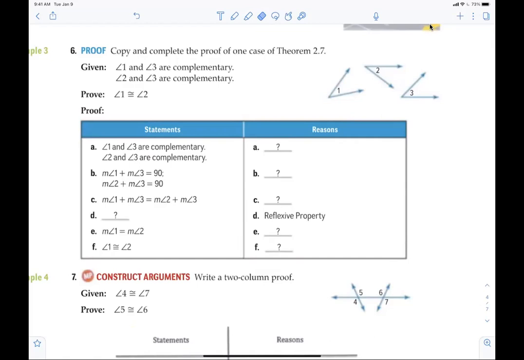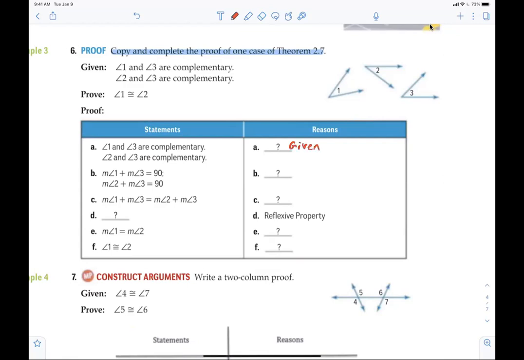We're not just saying that because they're complementary they're congruent, they're equal. That's not what we're saying. We're trying to prove that theorem. Does everybody understand what I'm saying? We're completing the proof of theorem 2.7. So here we go. Angle 1 and 3 are complementary, 2 and 3 are complementary. What is that? Given.